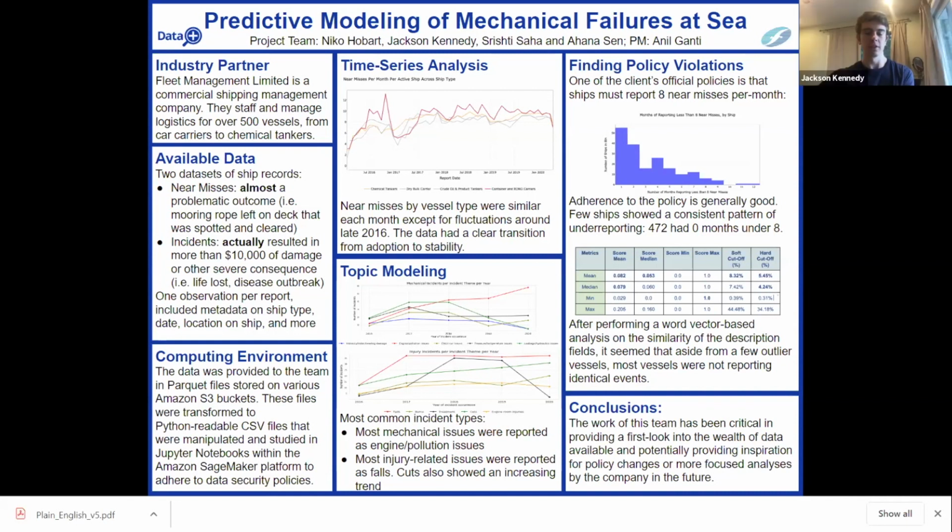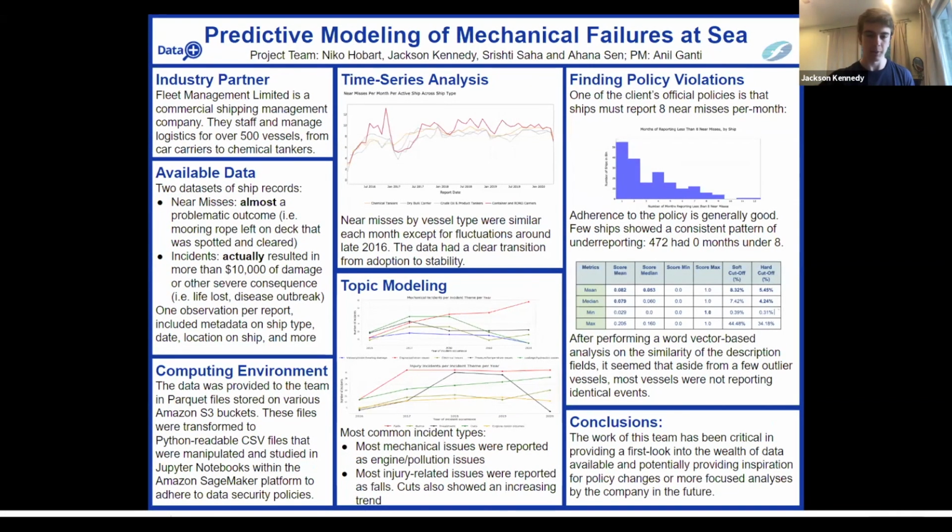One of the first things we did was conduct a time series analysis and a cross-sectional analysis of near misses and incidents by vessel type, just to look at the overall trends of the data, because Fleet was very interested in whether one group was reporting way too many near misses or incidents.